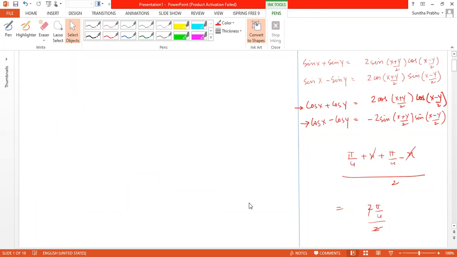Now let's try this. Express each of the product as sum. So now we do the reverse part of it. What we have with us is the product, and we want to write it as sum. So 2 sine 3x cos 2x.